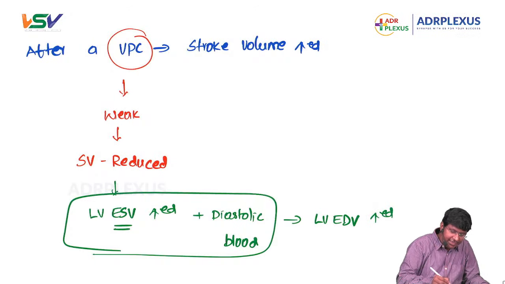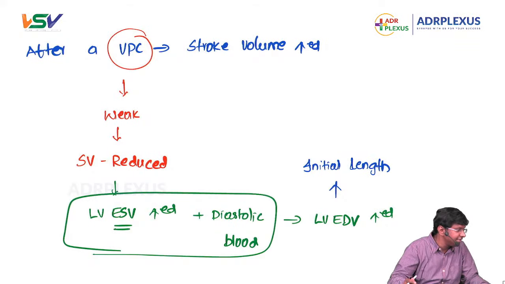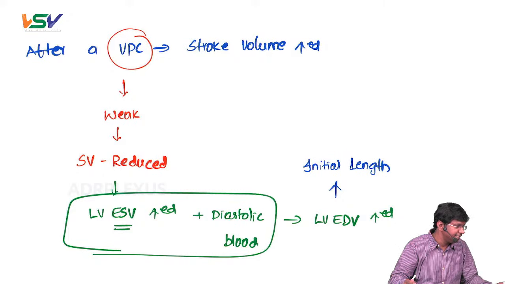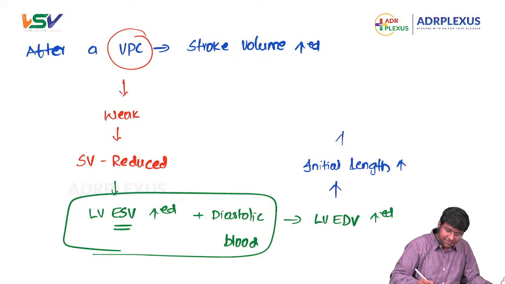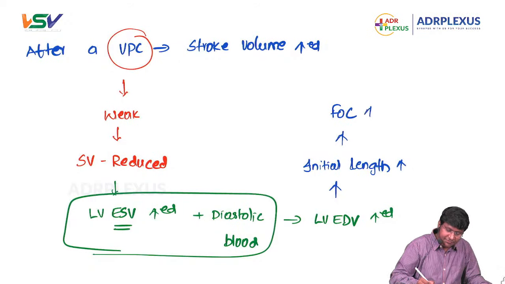Now when LV end diastolic volume is increased, what is happening to the initial length of the muscle fiber? Initial length of the muscle fiber is increased. When initial length of the muscle fiber is increased, according to Frank-Starling's law, what will happen to the force of contraction? Force of contraction will be increased.